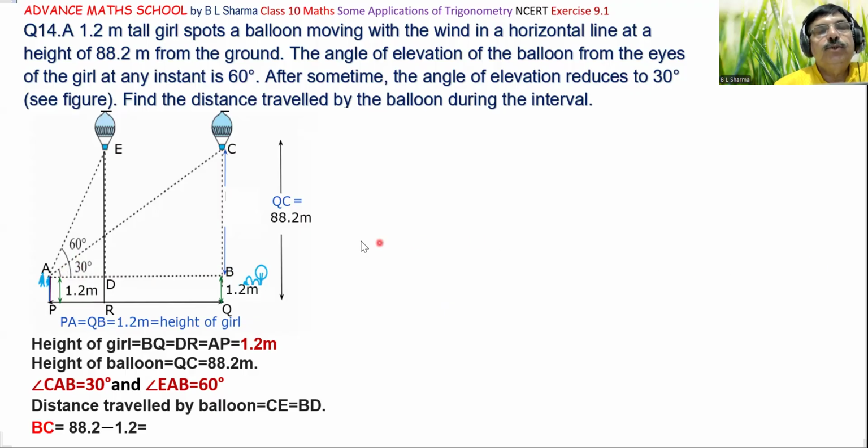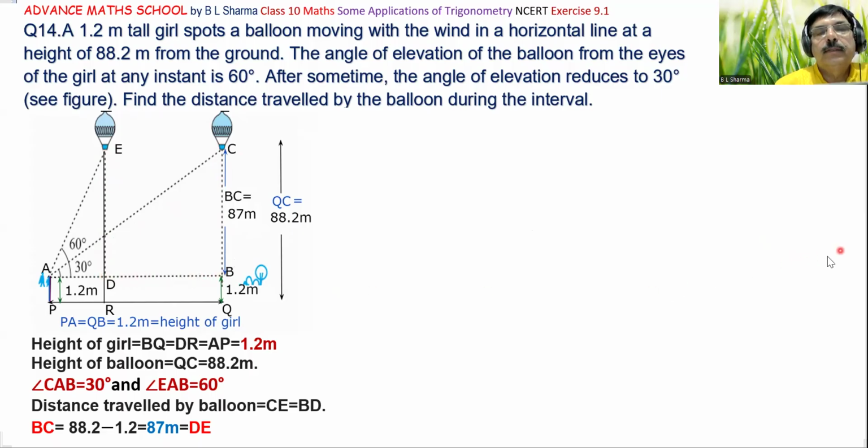BC is equal to the total from here to here, 88.2 meters, but this is 1.2 meters. So BC will be 88.2 minus 1.2, that is 87 meters. So BC is equal to 87 meters, and since BC is equal to DE, this is also 87 meters. We have to find out BD.